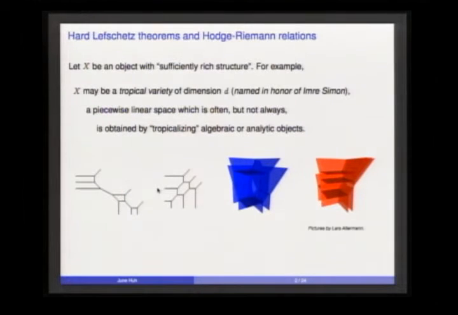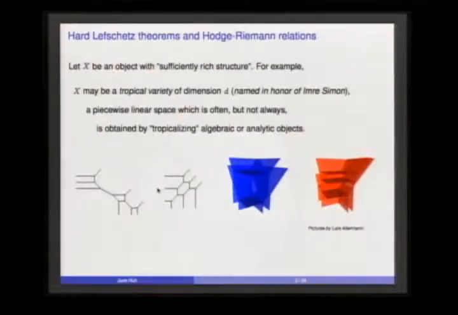So I don't want to be very precise here, but later I'm going to show you one nice example of a tropical variety. In any case, this X is a piecewise linear space, as you see in the picture drawn, which is often, but not always, obtained by tropicalizing algebraic or analytic objects. So for example, if you have a complex algebraic variety embedded inside some projective space, then you can perform this operation called tropicalization and get one of these pictures. And these pictures still remember something about the object that was tropicalized.